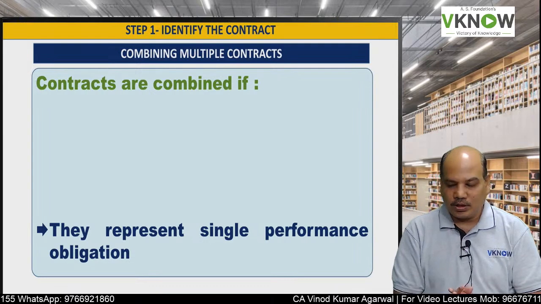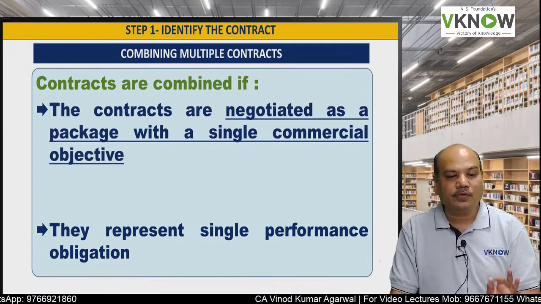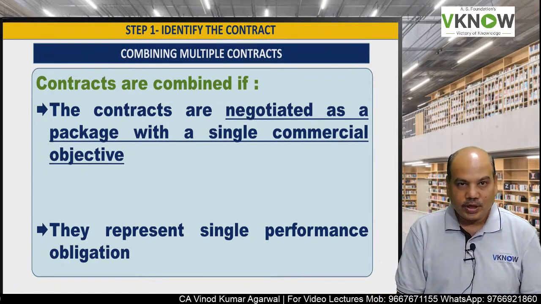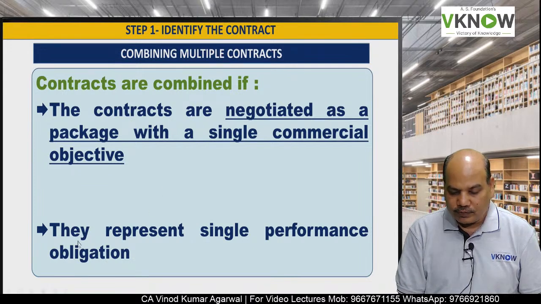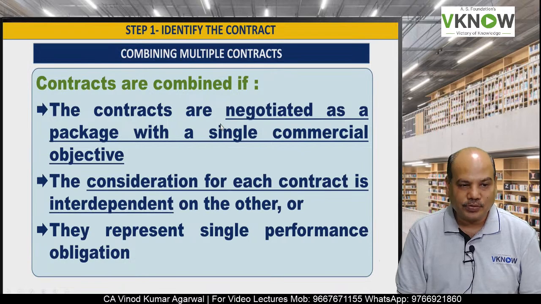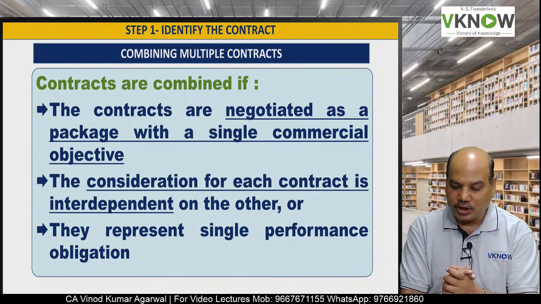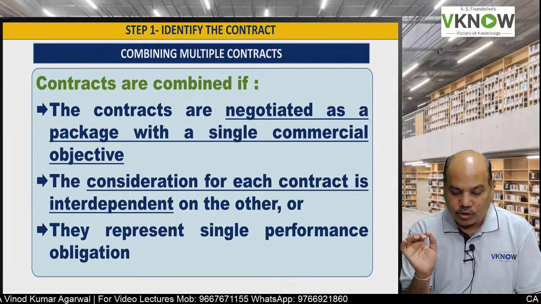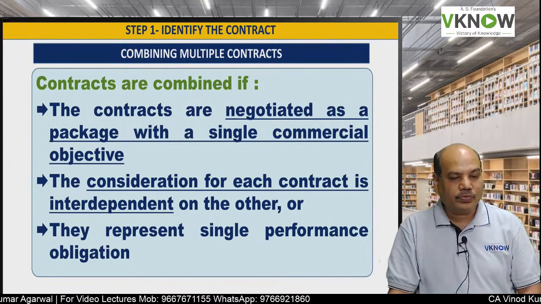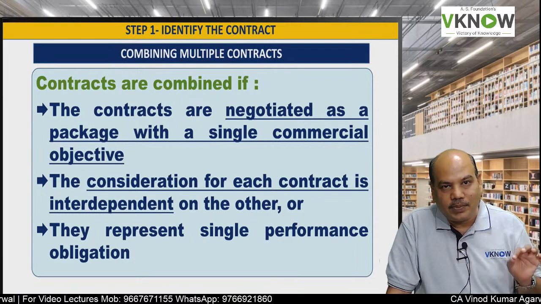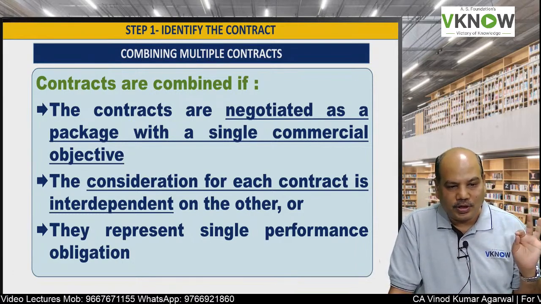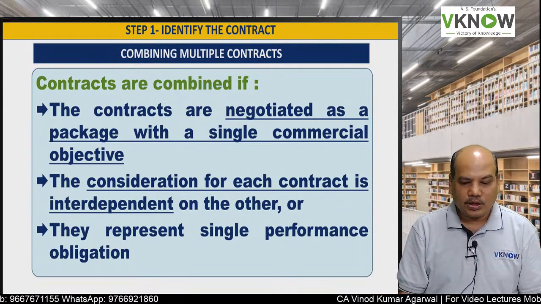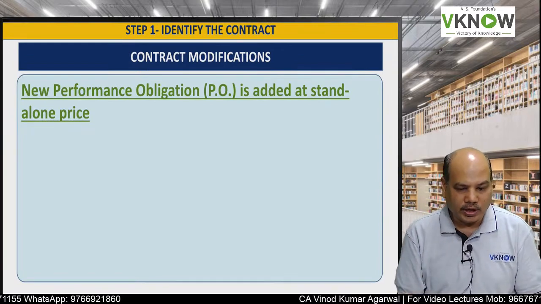Can two or more contracts be combined for the purpose of accounting? The answer is, if the following conditions are satisfied, then two or more contracts can be combined as one contract. The first condition is the contracts are negotiated as a package with a single commercial objective. The second condition is each contract is interdependent on the other. The price of one contract is somewhere dependent on the price of the other. And the third condition is they represent a single performance obligation. If these three conditions are satisfied, then contracts can be combined for accounting purposes as one contract.